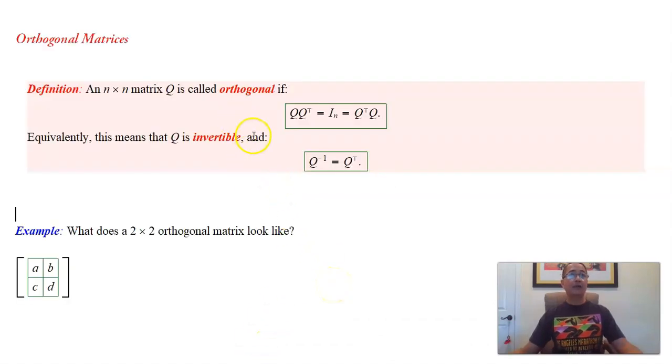All right, so what are these orthogonal matrices? An n by n matrix Q is called orthogonal if Q times its transpose is the identity matrix. That means that Q must be invertible according to the 2-for-1 theorem. And of course, that also means that Q transpose times Q has to be the identity matrix as well. So Q will be invertible and its inverse must be its transpose.